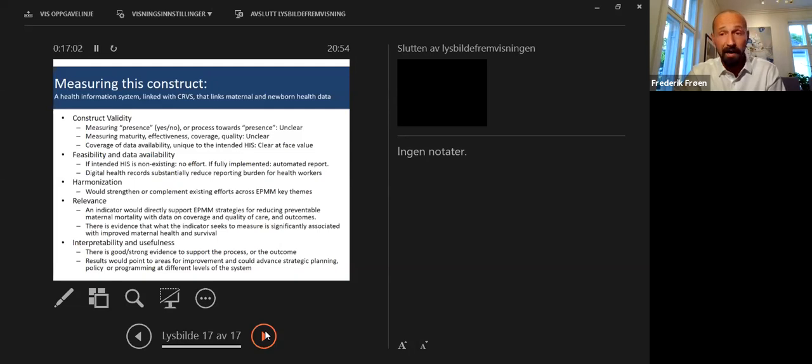It is highly relevant as an indicator that would also support the mortality data with data on coverage and quality of care and outcomes. There is evidence that these systems can add significantly in improving maternal health. I don't find it difficult to interpret what such an indicator would show, and it would point to areas of improvement that could advance strategic planning, policy, and programming at different levels of the system.